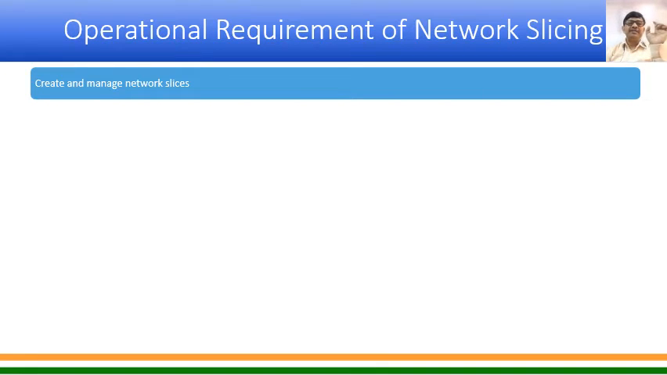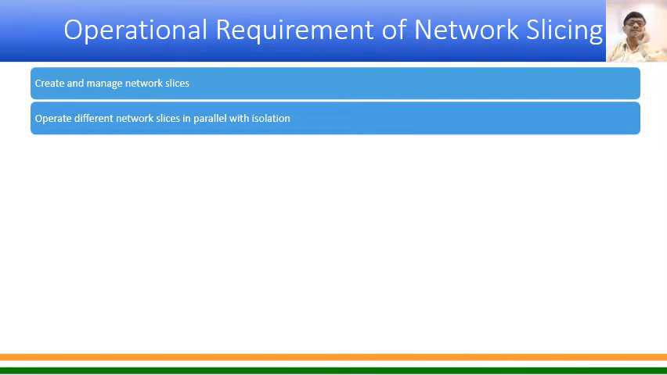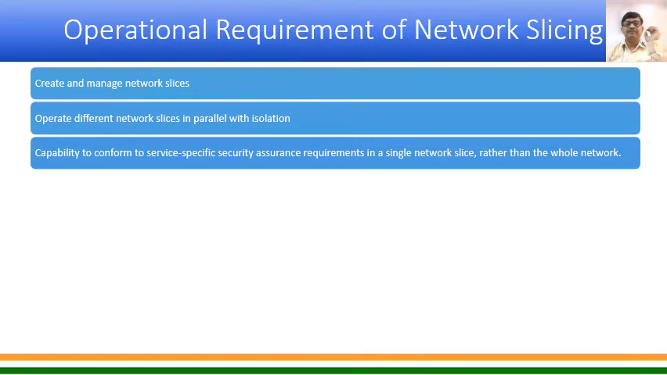Operational requirements can be create and manage network slices. So operators should be able to create and also manage the network slices. And operators should be able to create different network slices in parallel with isolation. That means the network slices should be isolated from each other and they should work in parallel.